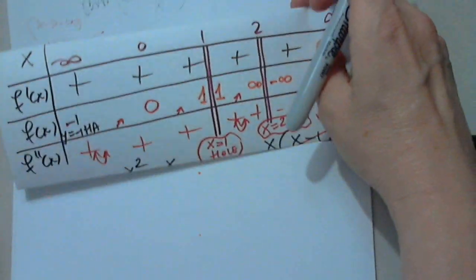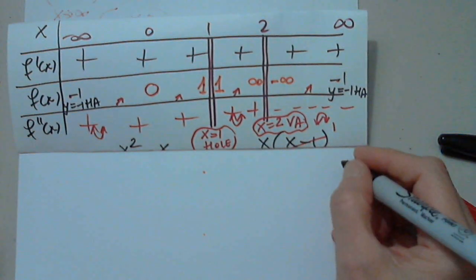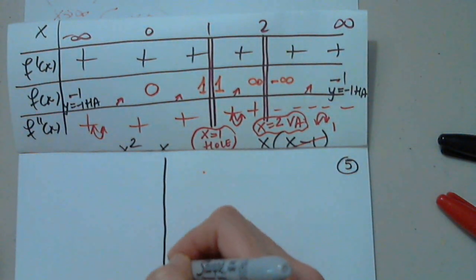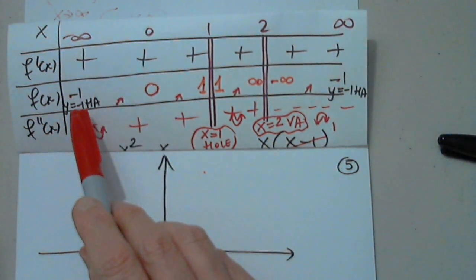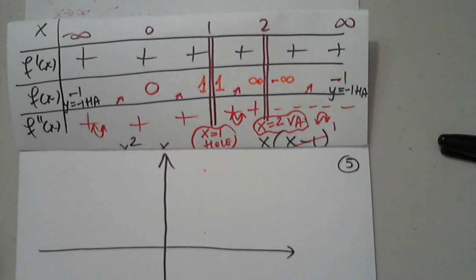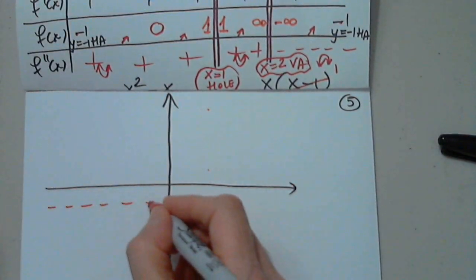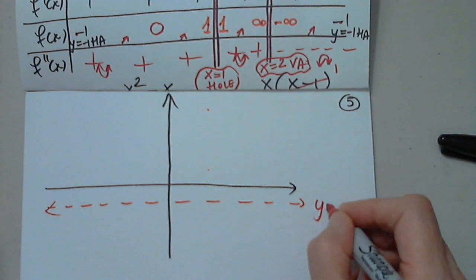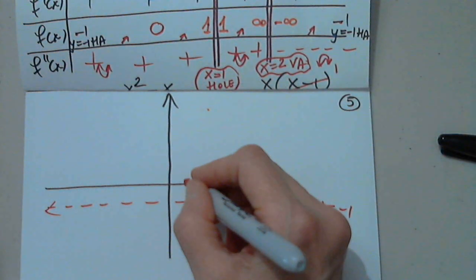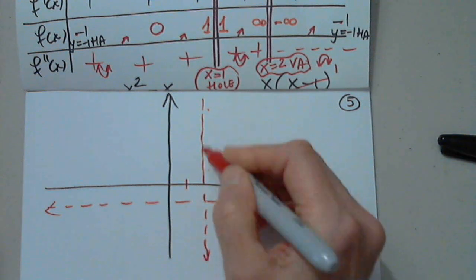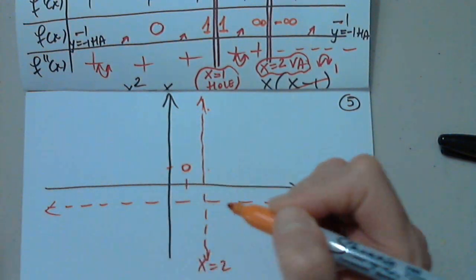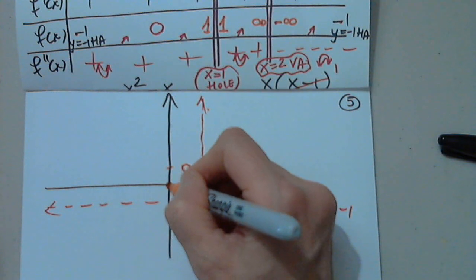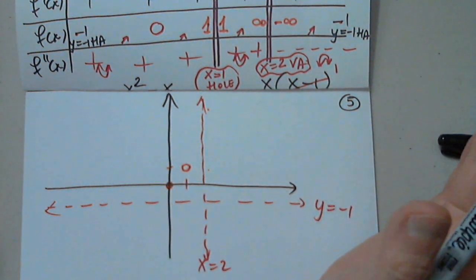And who knows what page I am on? I think I'm on 5, yes. Okay, so here's my graph. I have to start with the asymptotes. So one asymptote is y equals -1. The other asymptote is x equals 2. Then I have to present a hole at (1, 1). Then I have (0, 0). And I don't have anything else.